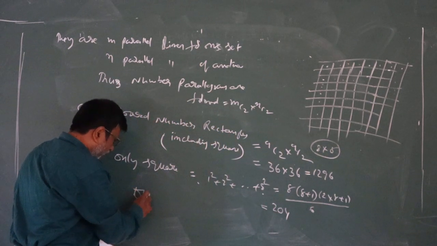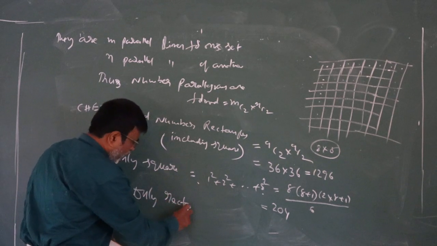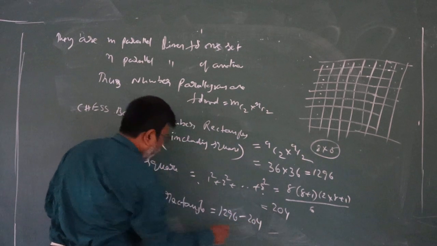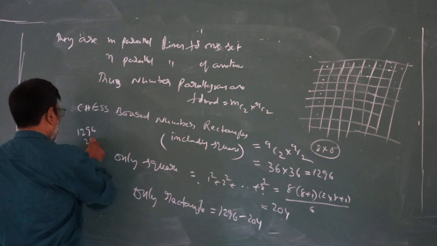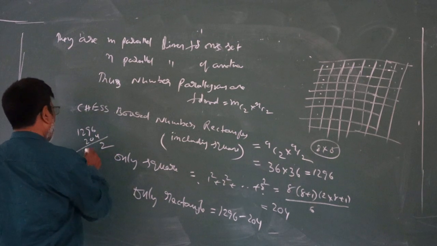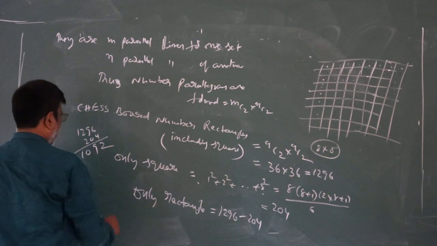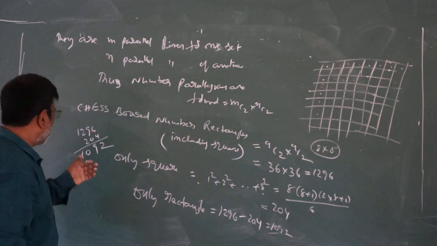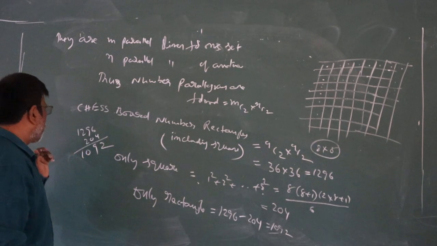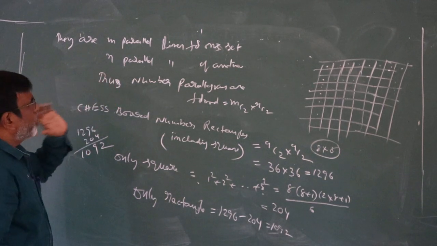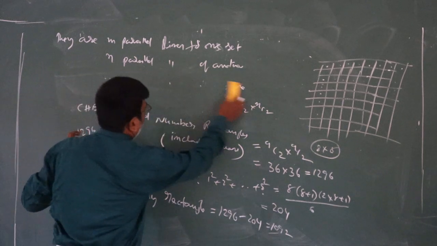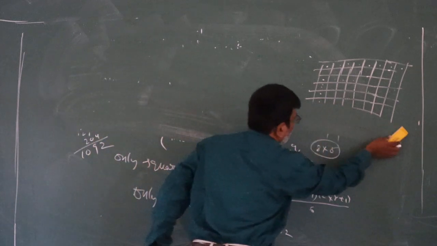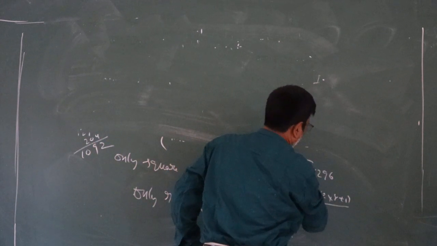So only rectangles means that gives 1296 minus 204. 1296 minus 204 gives 1092. So that is 1092. This is about solving the problems. Understood clearly? Very important shortcut. This is very important while solving the problems.